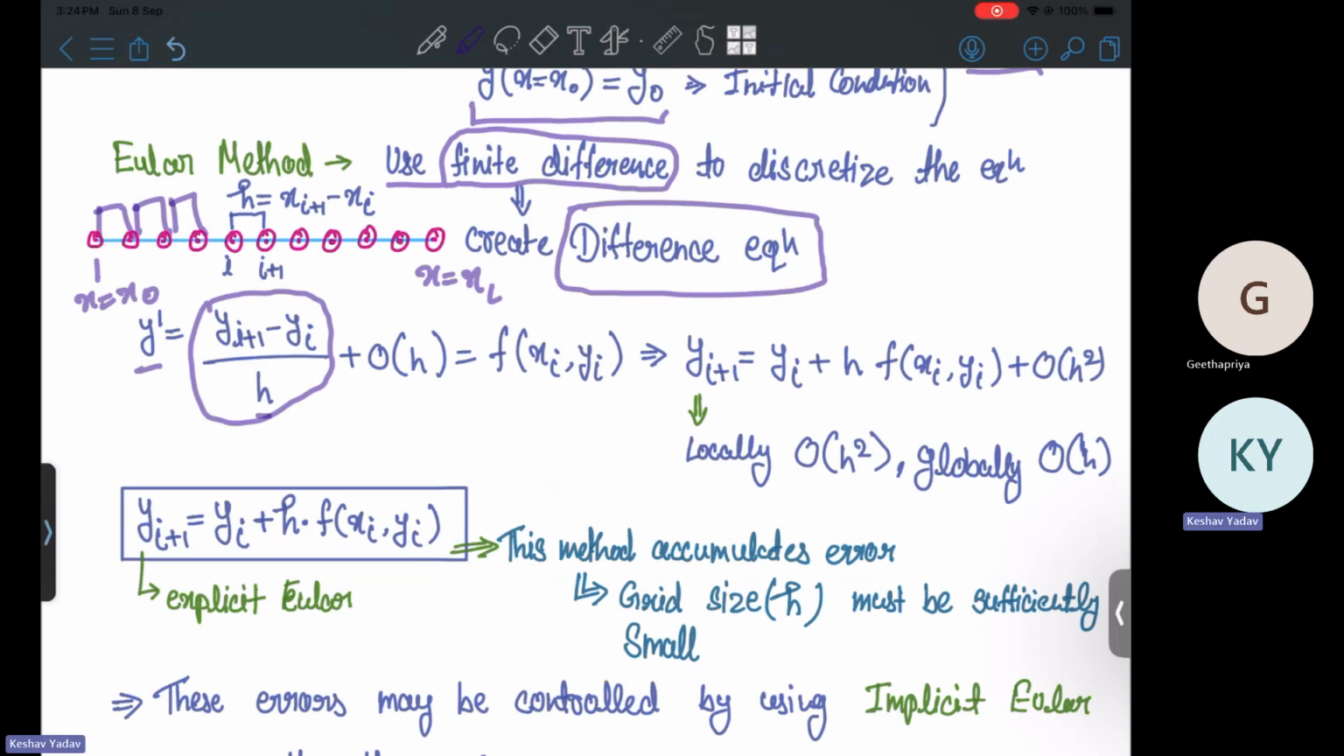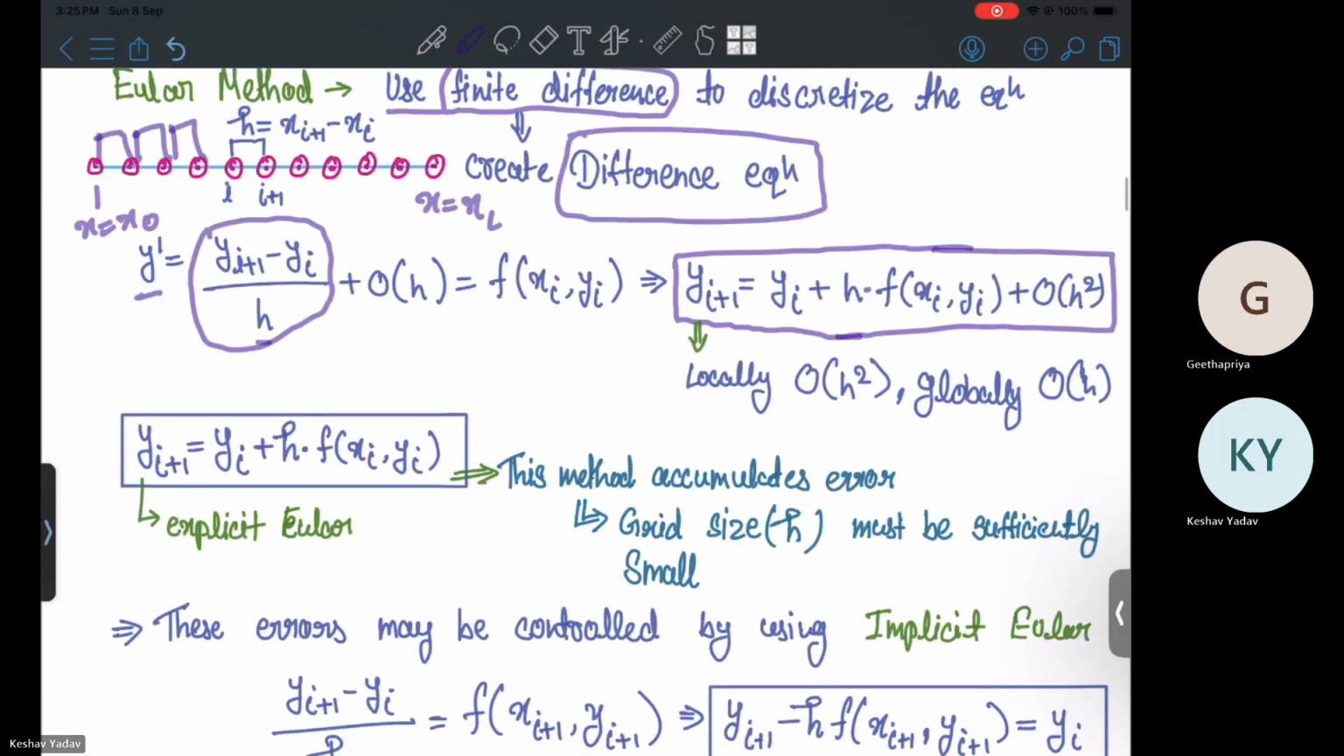Now, if you take this h to the other side, we get yi plus 1 equal to yi plus h, which is the step size, multiplied by the function f at xi, yi. Now, this is locally order of h square. But when you see the global picture, there will be a summation term, so this order of h square will come as n multiplied by order of h square.